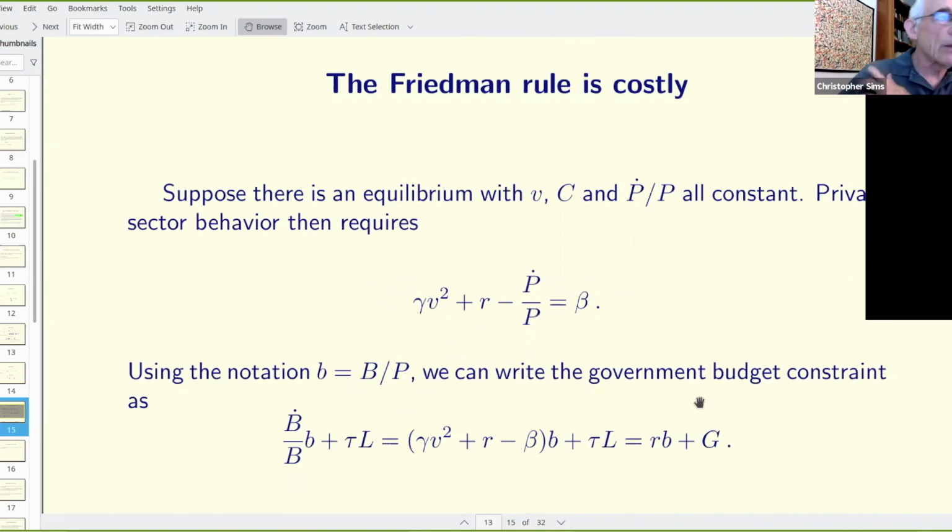So now we're going to look at the question of, suppose there is an equilibrium. Actually, we don't have to assume that all these things are constant at the start. I should have revised this.